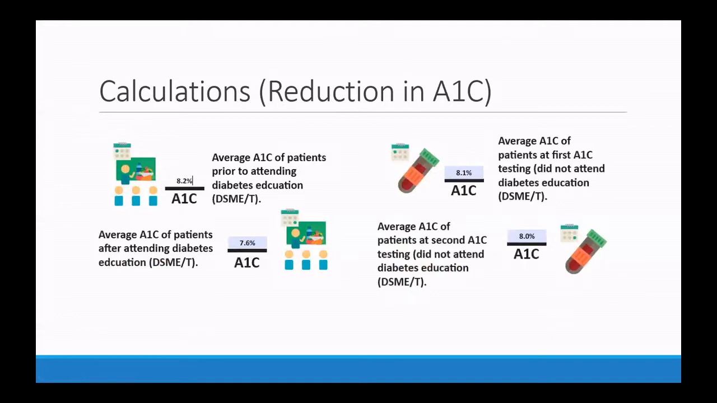We would average out the A1C of patients prior to attending diabetes education. So in this case, our made-up number is 8.2% is their average A1C, and then an average A1C of patients after attending diabetes education, which their A1Cs dropped down as an average to 7.6%. Compared to those who did not attend diabetes self-management education, they had a first average A1C of 8.1%, followed by a follow-up A1C of 8%.